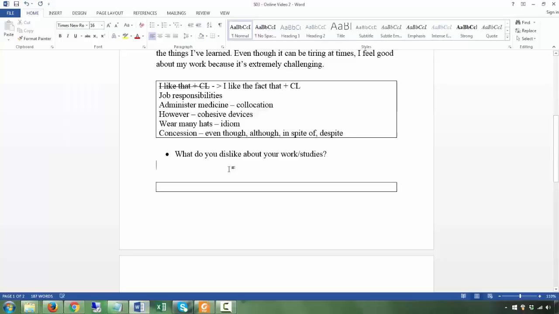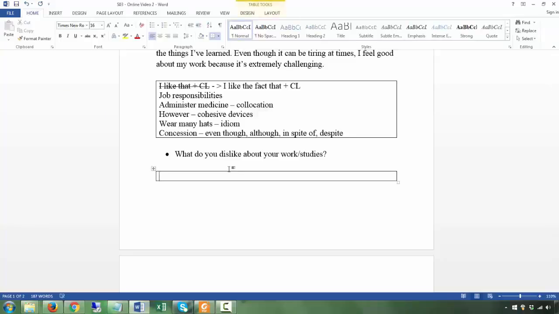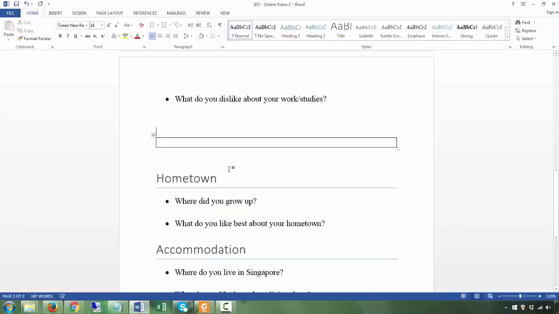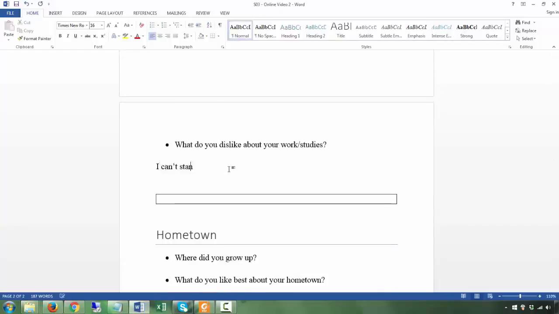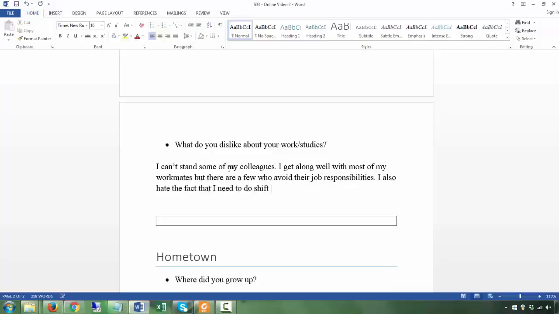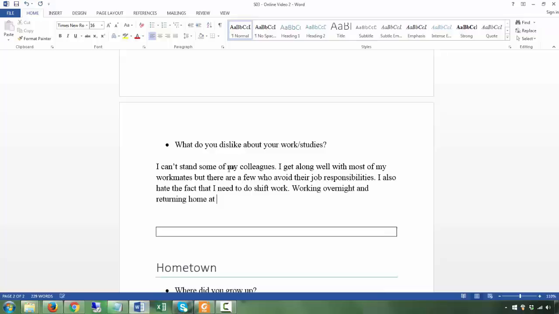What do you dislike about your work studies? So okay, you can say something like, I can't stand some of my colleagues. I get along well with most of my workmates. Rather than saying colleagues, I say workmates. But there are a few who avoid their job responsibilities. I also hate the fact that I need to do shift work. Working overnight and returning home at 8 a.m. screws up my bio clock big time.